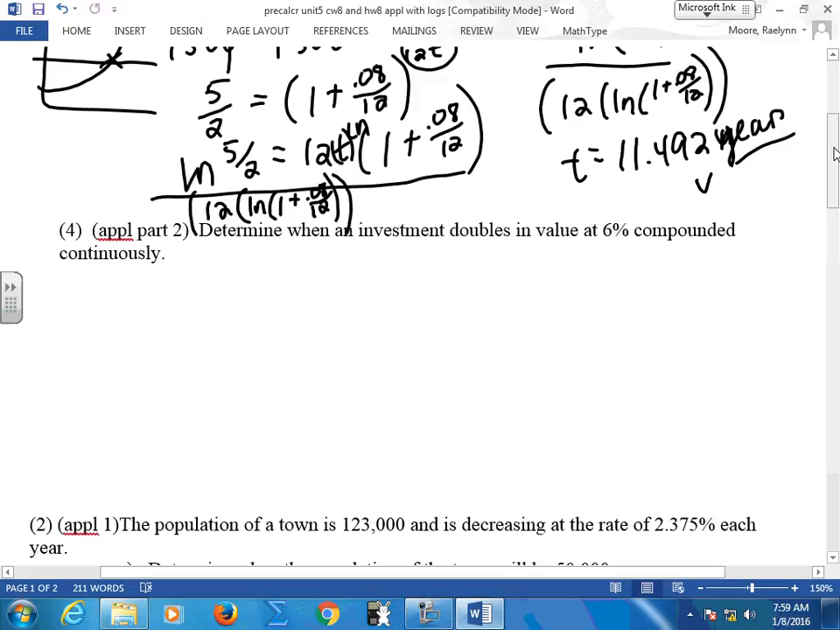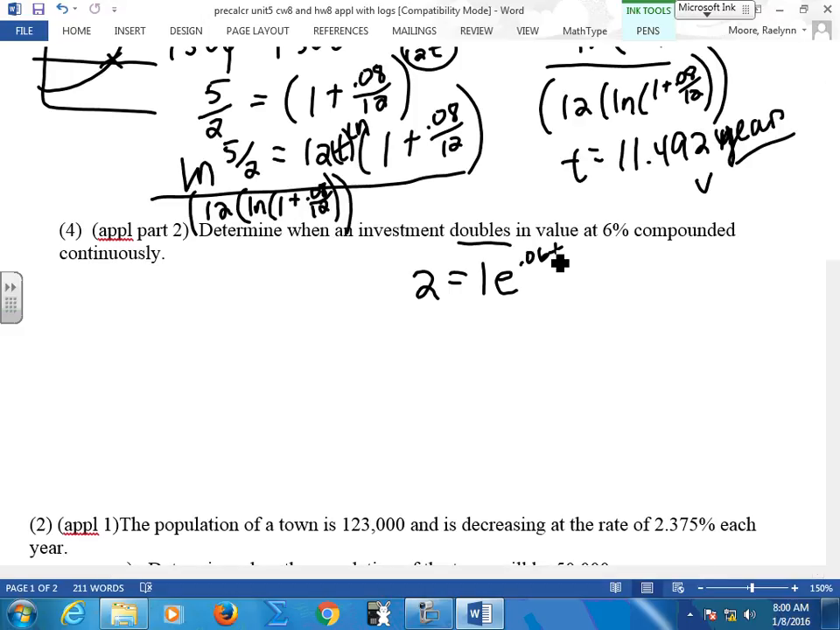We have this on the same packet, number 4. If you have your packet available, we said determine when an investment doubles. So we had a 2 to 1, and we were compounding continuously. So your formula looked like this. Is this what you had for number 4 on that same packet? And we solved this graphically. We said, okay, when am I doubling? Again, I'm looking for time.